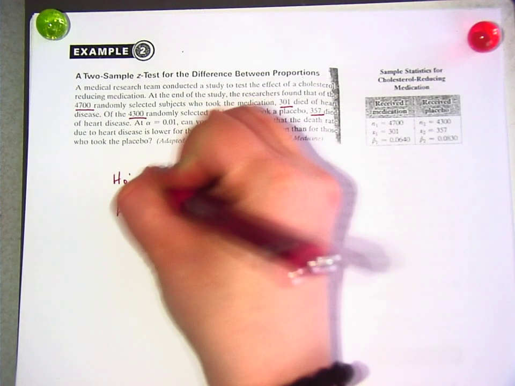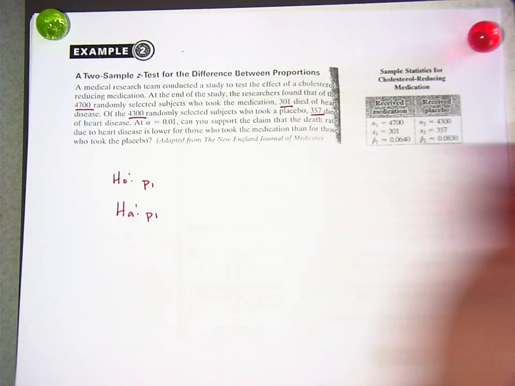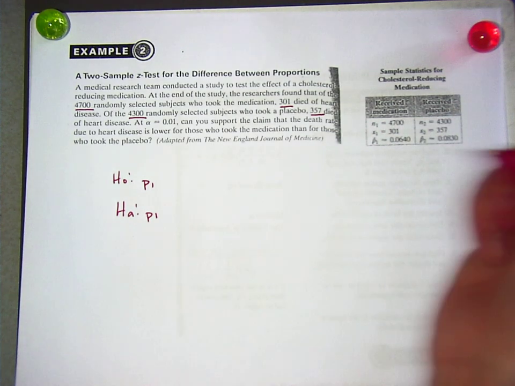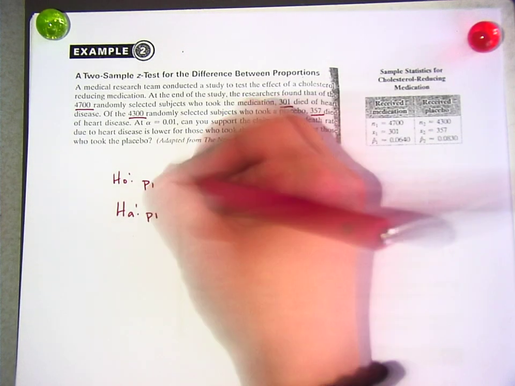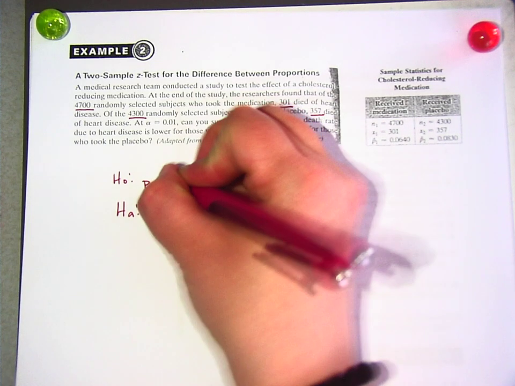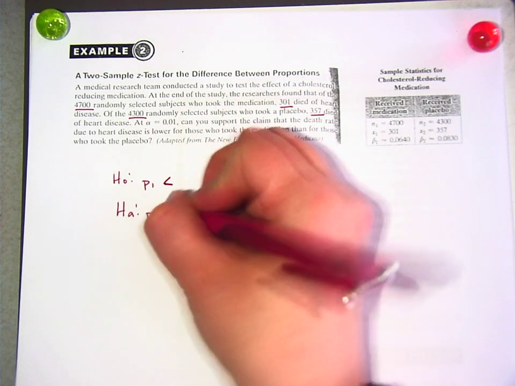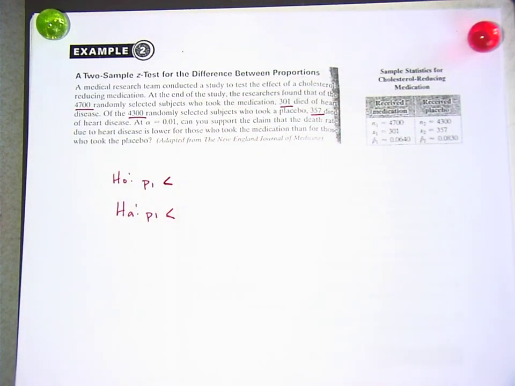All right, so p1, p2. Let's see, lower. So the proportion is lower. Wait, no, this one's lower. This one is greater than or equal to.